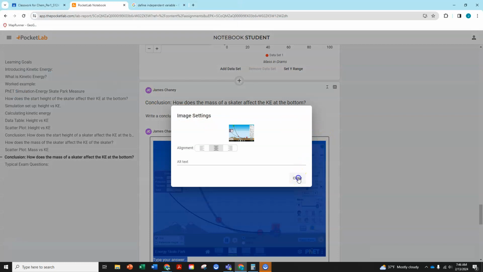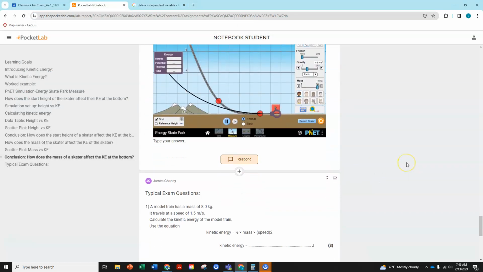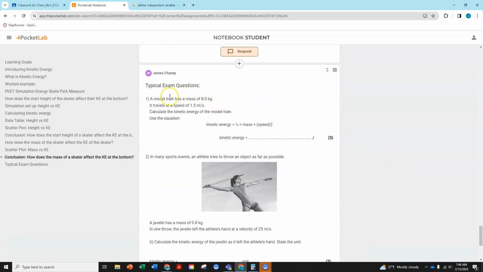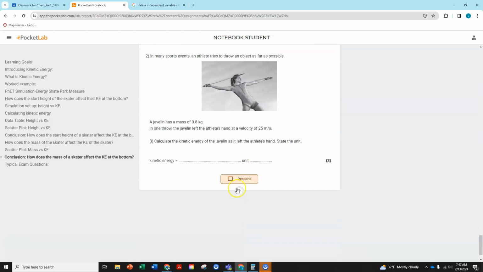It is. Just have to calculate on these. So a model train, they give you the weight, they give you how fast it's going. You know how to calculate kinetic energy now, so you're going to use this equation to do that, and we're going to give an answer. Your response right there, and that's part 2.